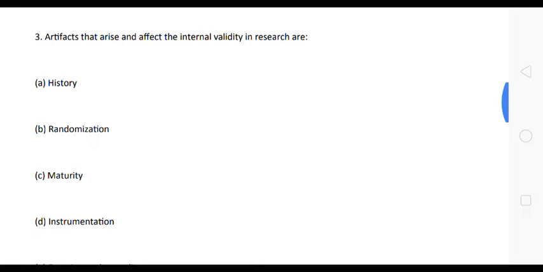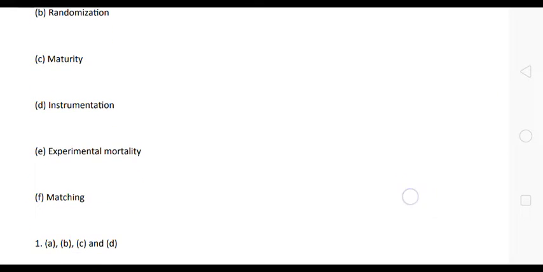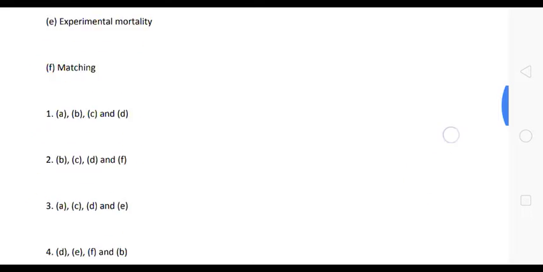Next question is, artifacts that arise and affect the internal validity in research are? Options are history, randomization, maturity, instrumentation, experimentation, matching. The correct answer is option 3.